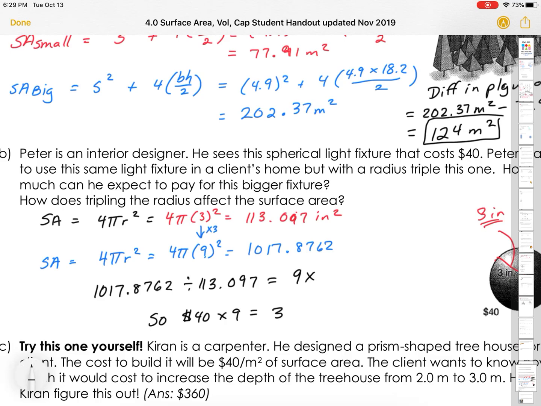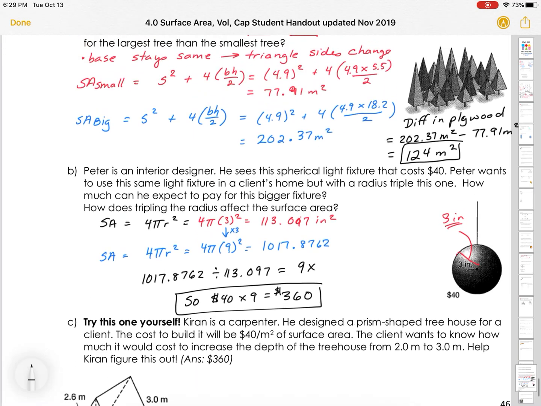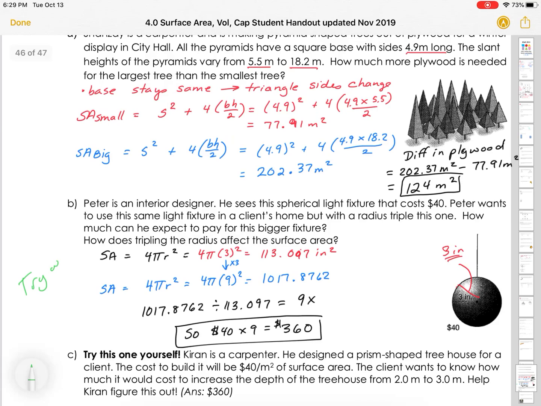So $40 times 9 equals 360. So that's how much you would pay for something that was 3 times the size. Okay, and we put in a 3 there. What you'd find is if you put a 2 in there, so it would be 2 in the first one and then 6 in the second one, you would still get an increase of 9 times because it's that tripling factor that is affecting it. Okay, try it. Try it with different numbers.